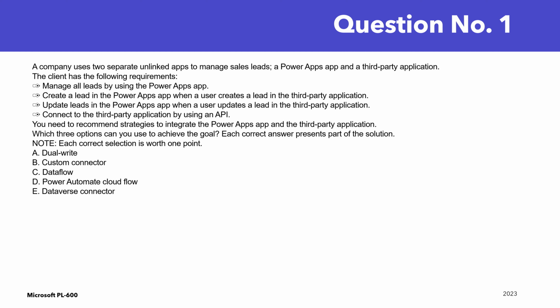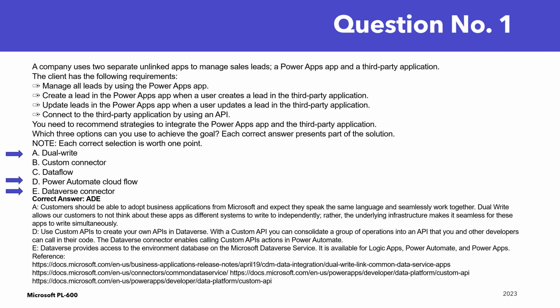You need to recommend strategies to integrate the Power Apps app and the third-party application. Which three options can you use to achieve the goal? Each correct answer presents part of the solution. Note: each correct selection is worth 1 point. A. Dual write. B. Custom connector. C. Dataflow. D. Power Automate Cloud flow. E. Dataverse connector. Correct answer: A, D, E.